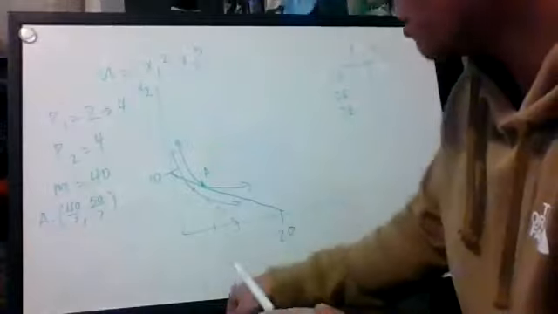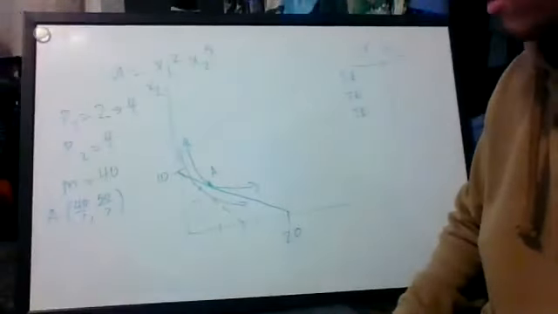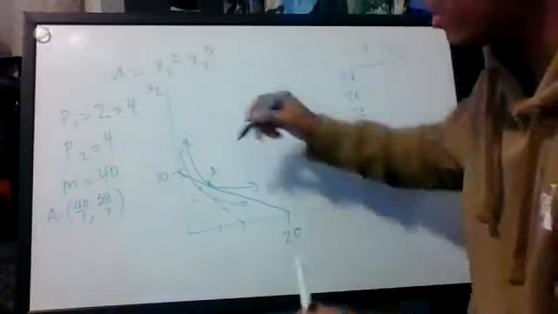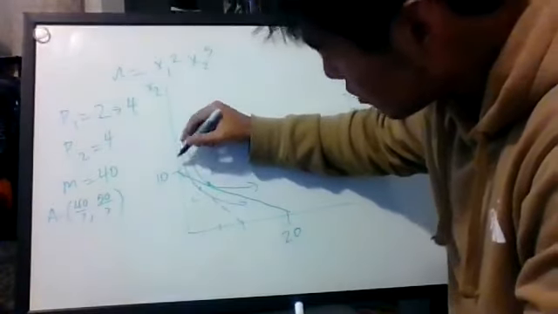Right, I'm going to draw my new point. I forgot what they call it in the book or in the notes, but this is the point that's tangent to the original indifference curve.